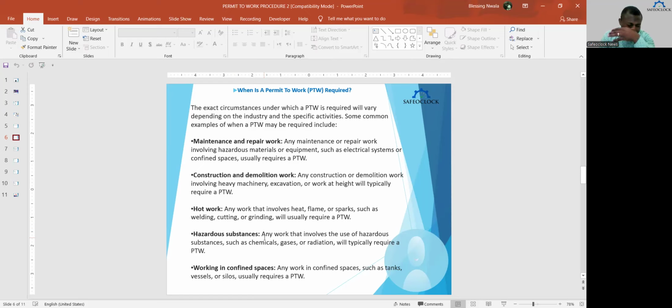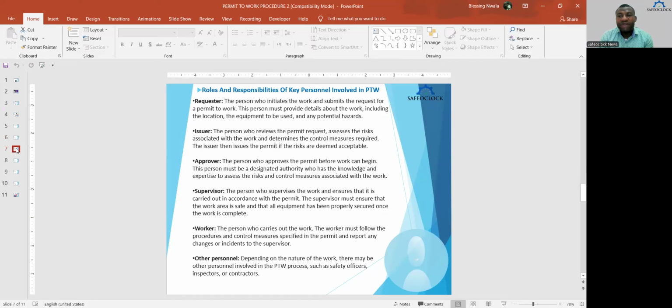Also in confined space activities where there is a tendency of hazardous substances being present, or where there is limited access and egress. In such situations, permit to work is also relevant, and it will help to ensure that all identified hazards are taken care of and properly controlled before people are allowed to engage in that activity.